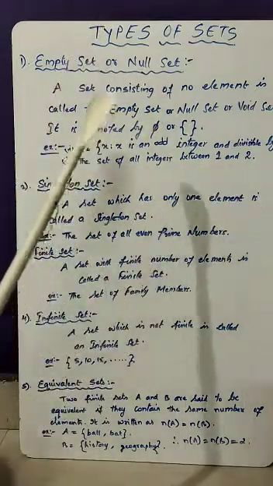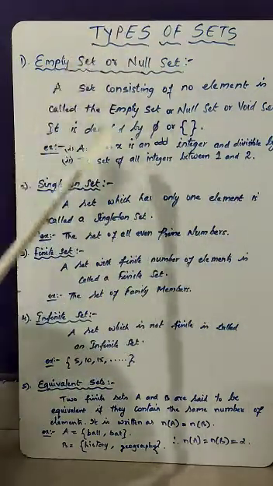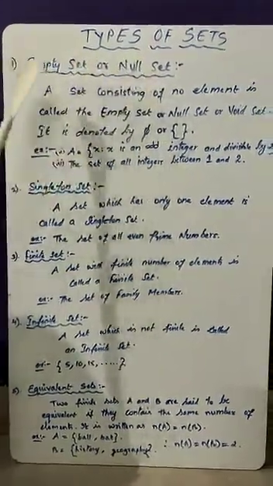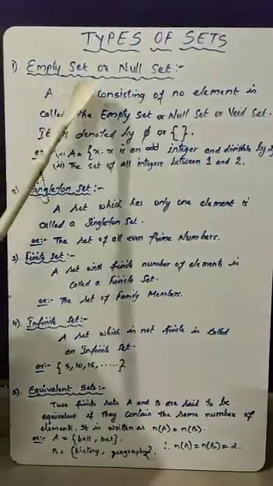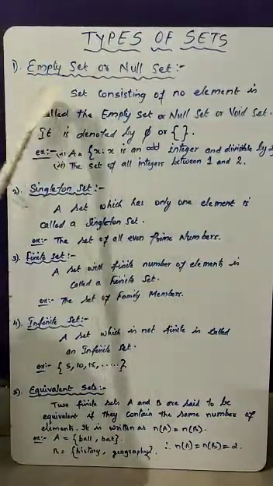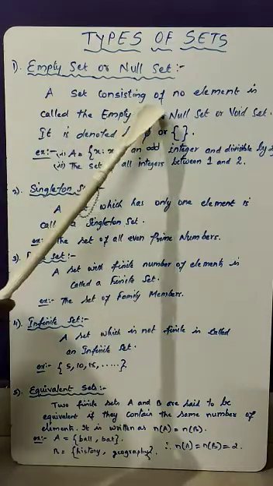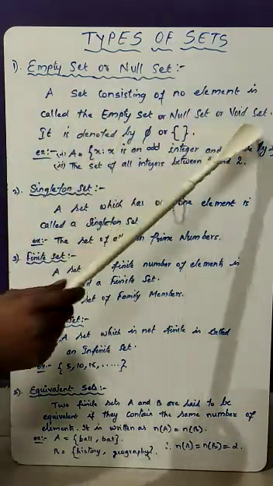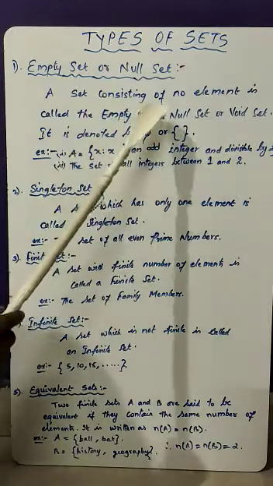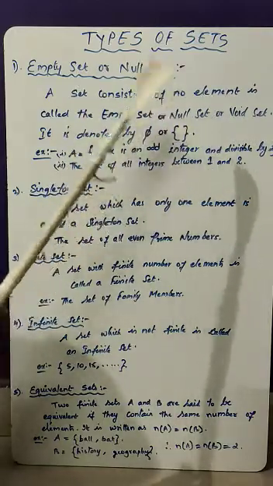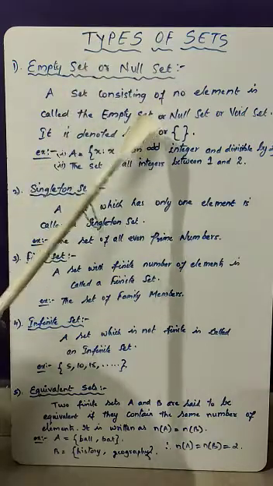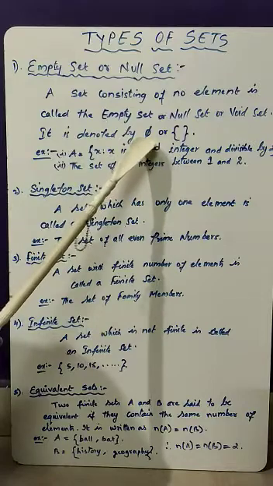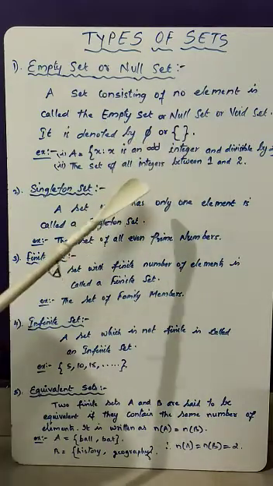Today's topic is types of sets. It has 11 types. The first one is the empty set or null set. The definition is: a set consisting of no element is called the empty set, or null set, or void set. Without elements, the set is called the empty set. It is denoted by this symbol, and by empty brackets.